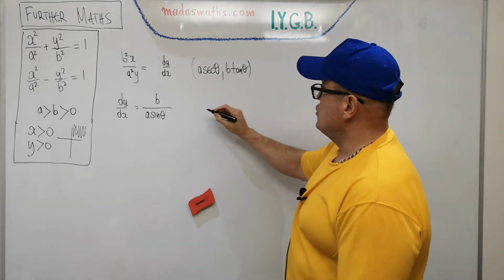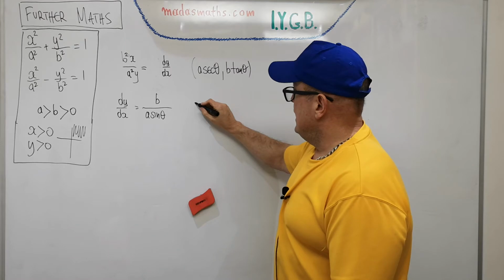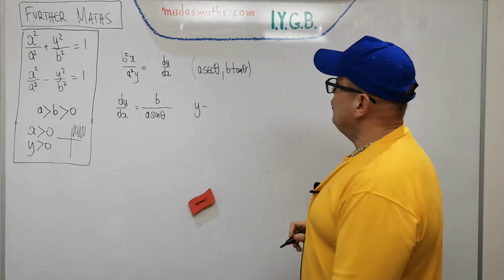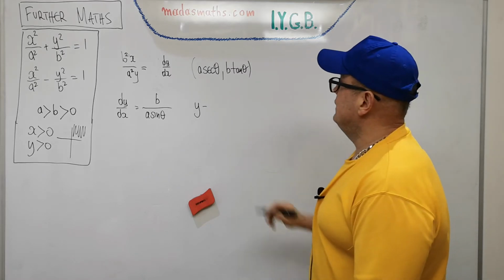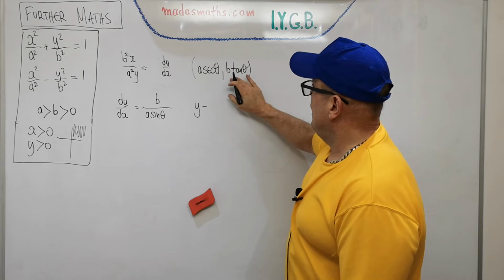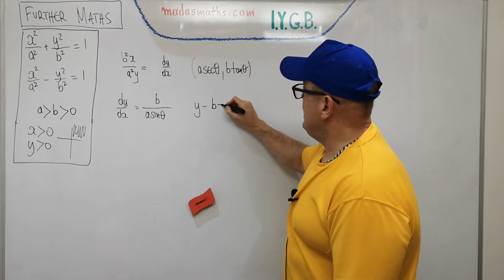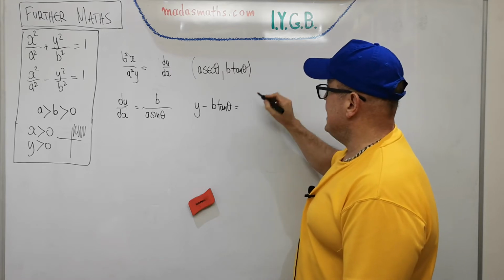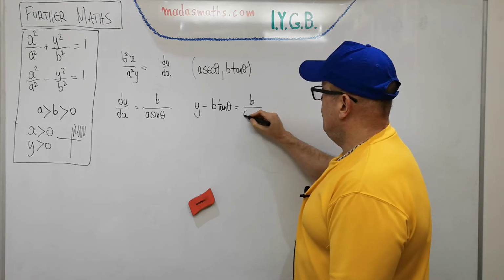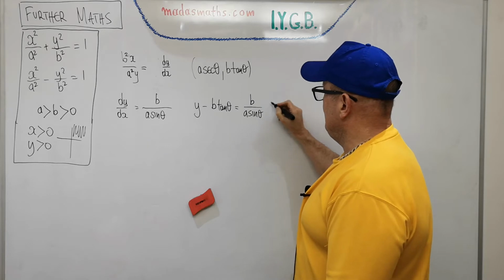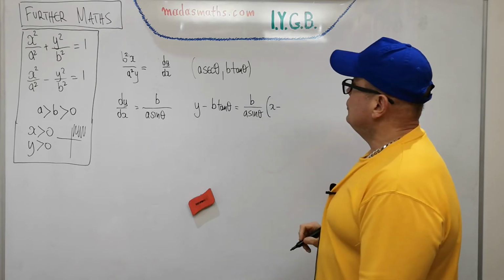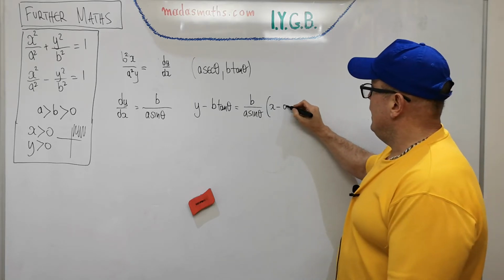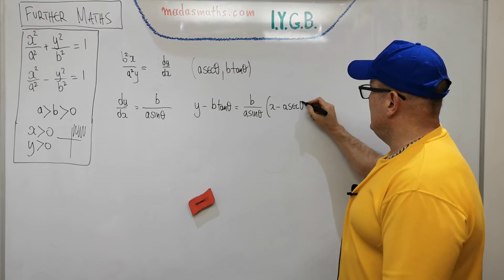Now we need to find the equation of the tangent. So the equation of the tangent should be y minus the y coordinate of my general point, y minus b tan theta, is equal to the gradient of the tangent, b over a sine theta, times x minus the x coordinate, a sec theta. Now, do I need to tidy this up?